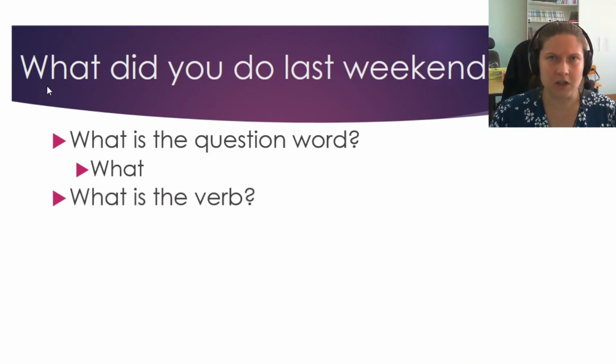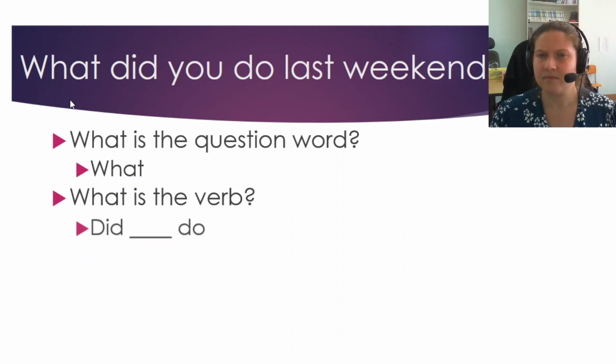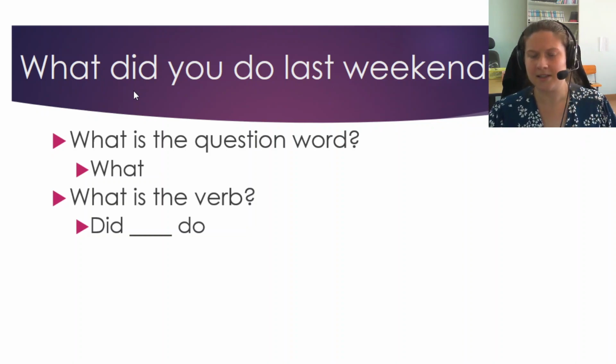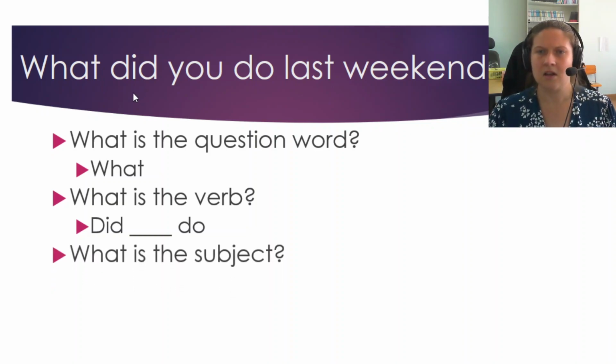Where's the verb? Here's the verb. It has 2 parts, did and do. Did is the past tense for do, and it tells you that this question is also in the past. The subject. Who is this about? You. Now look where it is. It's between the 2 parts of the verb.